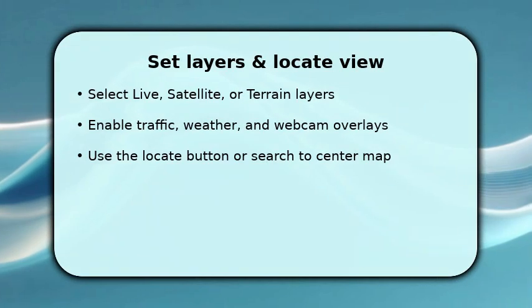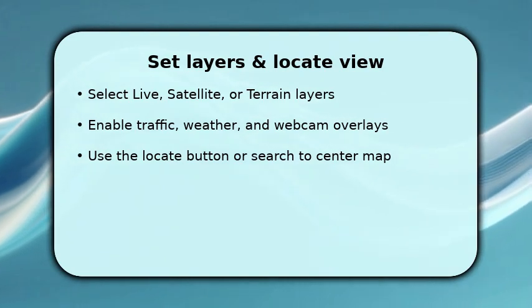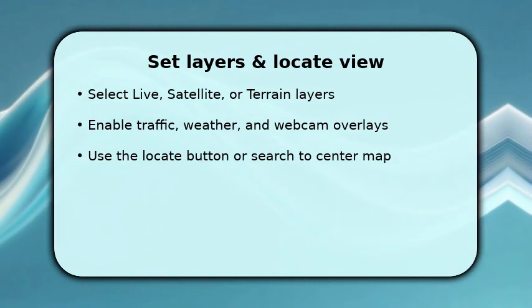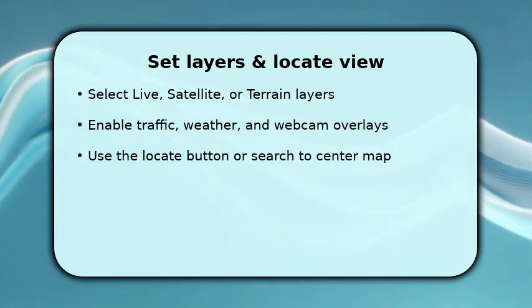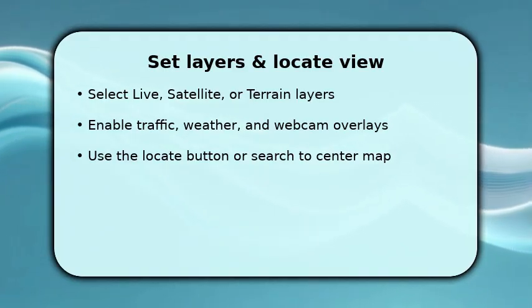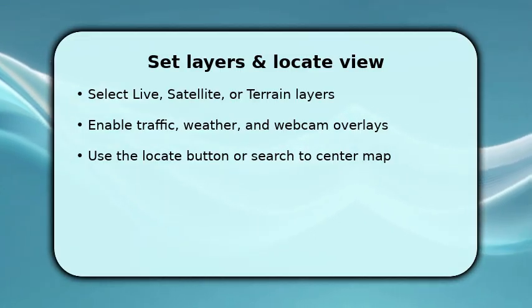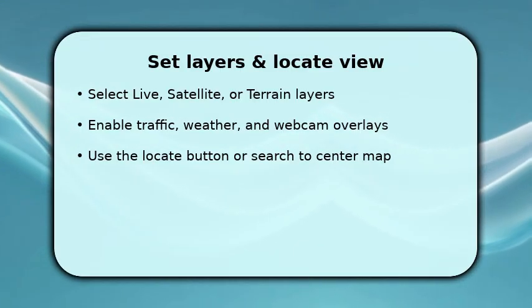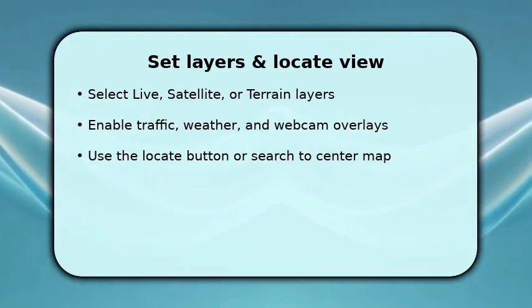You'll now choose how the map looks and what data you see. Tap Layers and toggle Satellite or Terrain for context. Pick Live to get real-time imagery. Next, enable overlays like traffic and weather so incidents and conditions appear as icons. Use the search box to jump to an address or press the Locate button to center on your GPS. Pinch to zoom and two-finger rotate to adjust orientation. If you need precision, switch to 2D or 3D.